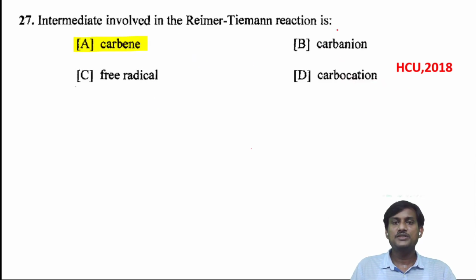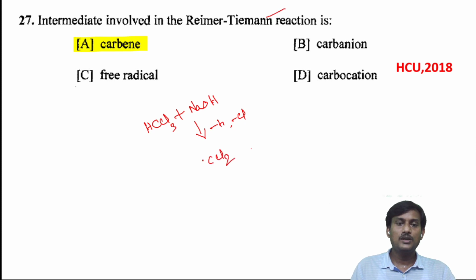The intermediate involved in the Reimer-Tiemann reaction is... Reimer-Tiemann reaction is a formylation reaction of phenols. In Reimer-Tiemann reaction, we use chloroform and sodium hydroxide or potassium hydroxide. When you treat chloroform with an excess amount of sodium hydroxide, there is an alpha elimination or 1,1 elimination, with elimination of both hydrogen and chlorine, and there is a formation of dichlorocarbene. This is the intermediate which is generated in the Reimer-Tiemann reaction. So in Reimer-Tiemann reaction, we have carbene as an intermediate.